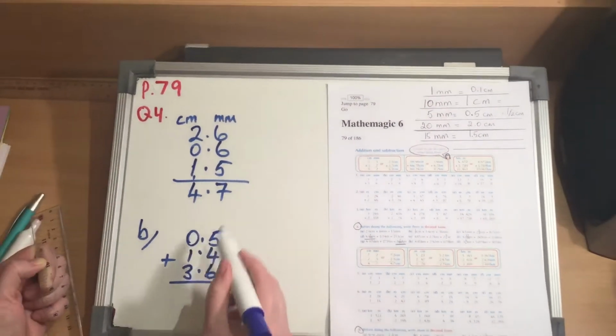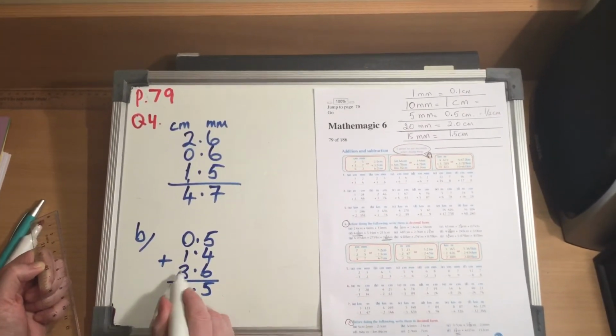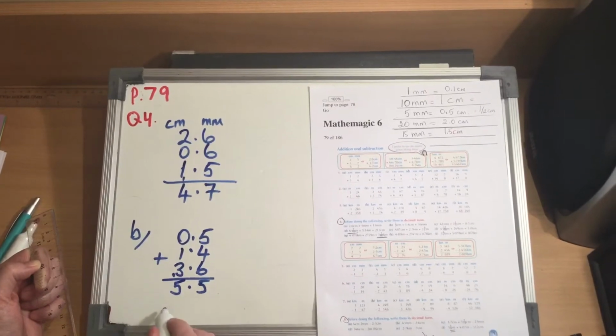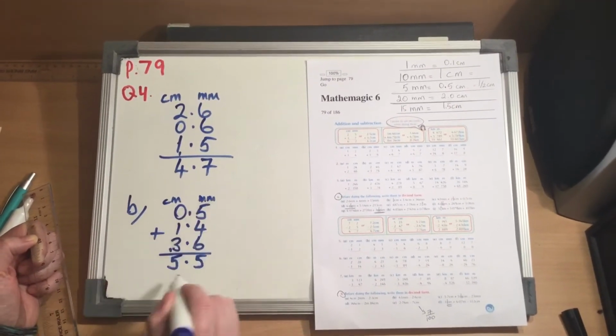Going to add that. 6 and 4 is 10, is 5 is 15, your decimal point. 3 and 1 is 4 and 1 is 5. 5 centimetres, 0.5 millimetres.